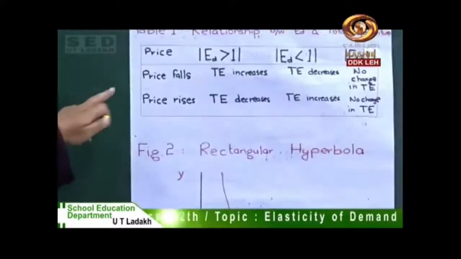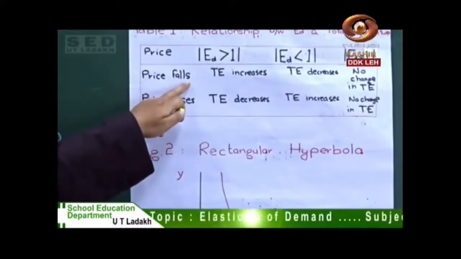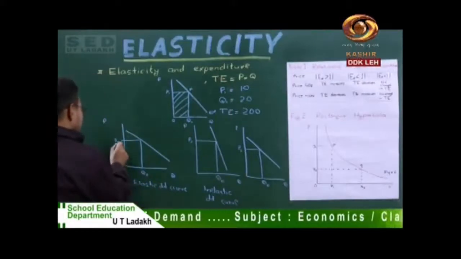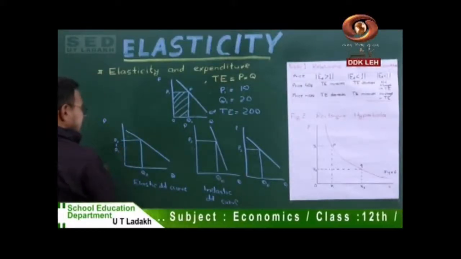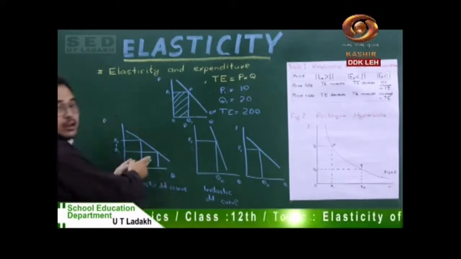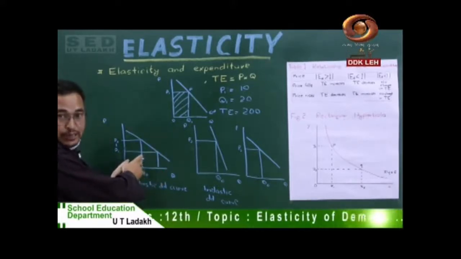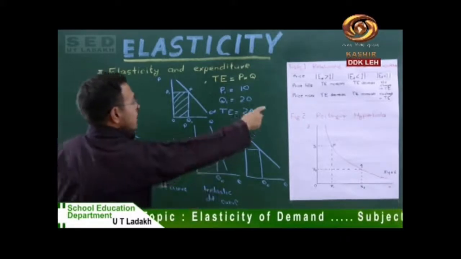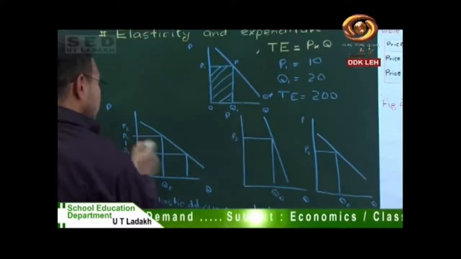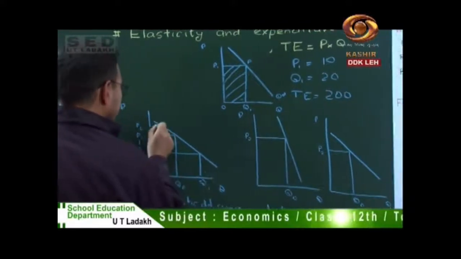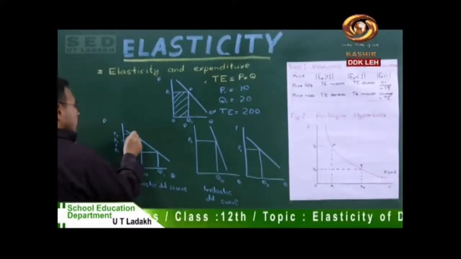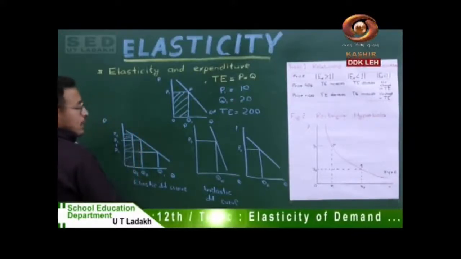Now what happens here? It tells that whenever there is a fall in price, your total expenditure increases. Say from P naught your price has decreased. Now what does it mean? You have an increase in total area. Similarly, if there is a price rise, so from P1 we have P2, this is Q1. So whenever there is a price rise, you have a sharp decline in this total area.